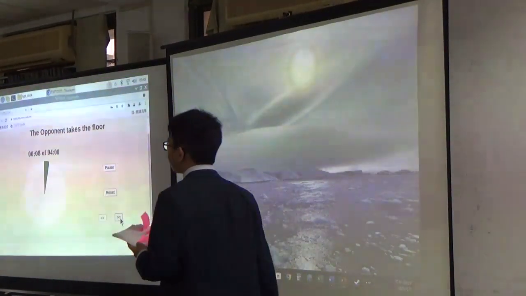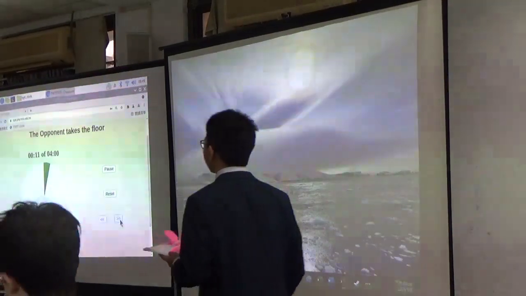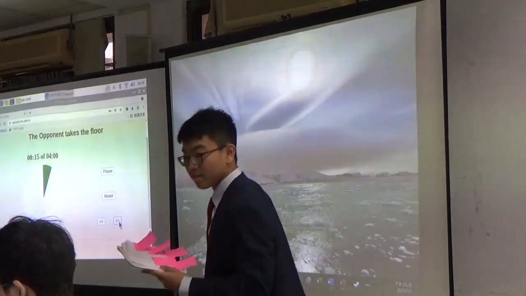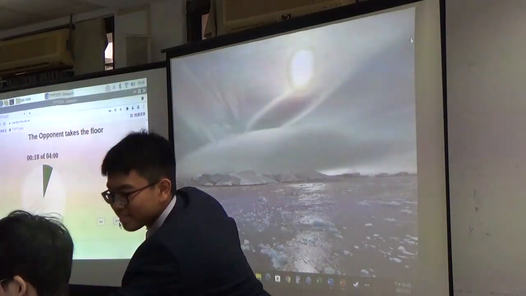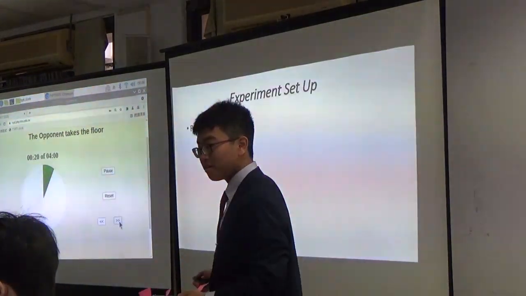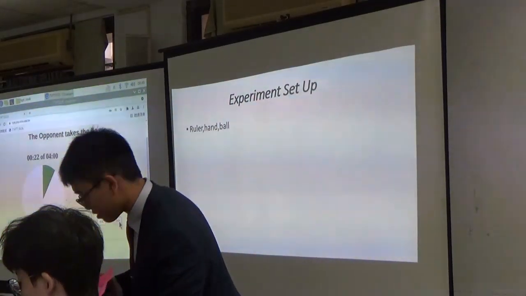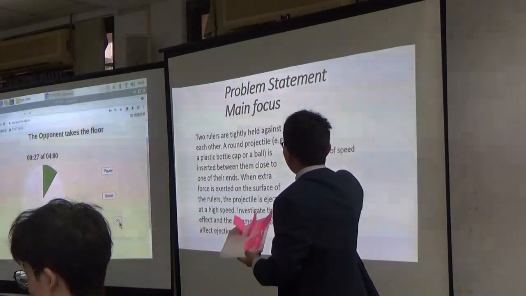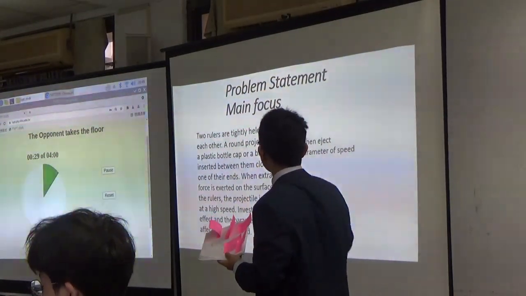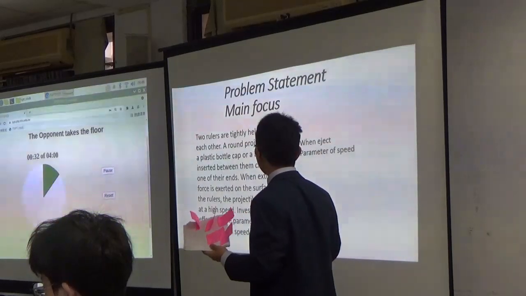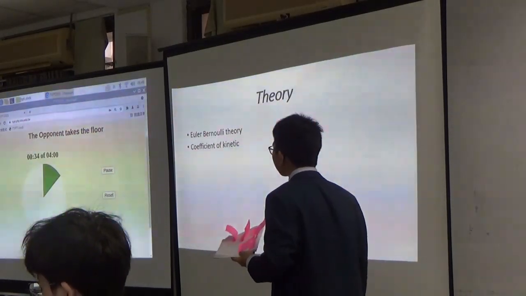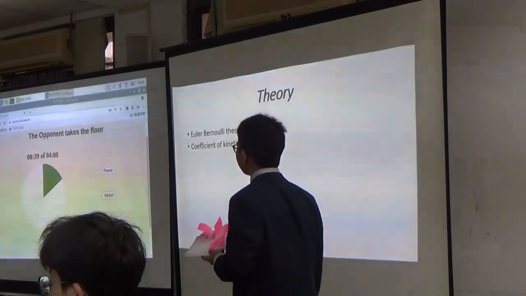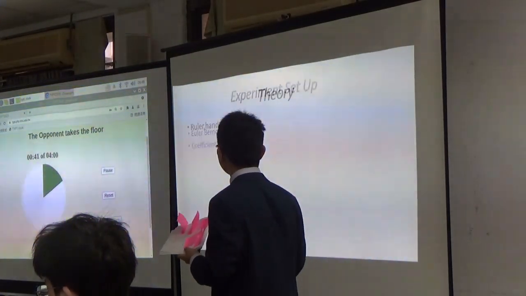Good afternoon, everyone. I'm the opponent of this ruler cannon. Today I'm talking about the ruler cannon. Their main focus is when it ejects and the parameter of speed. Theory: they use the Euler-Bernoulli theory and the coefficient of kinetic friction.